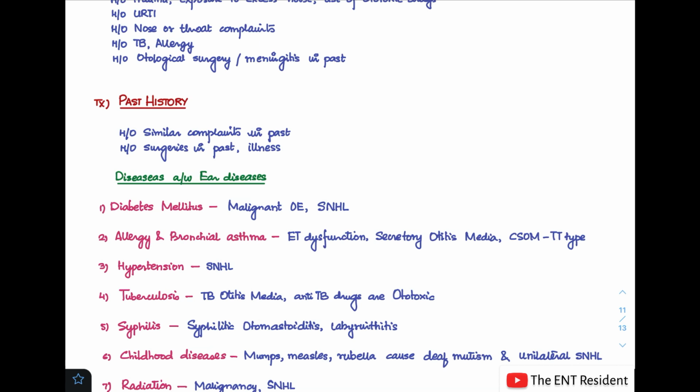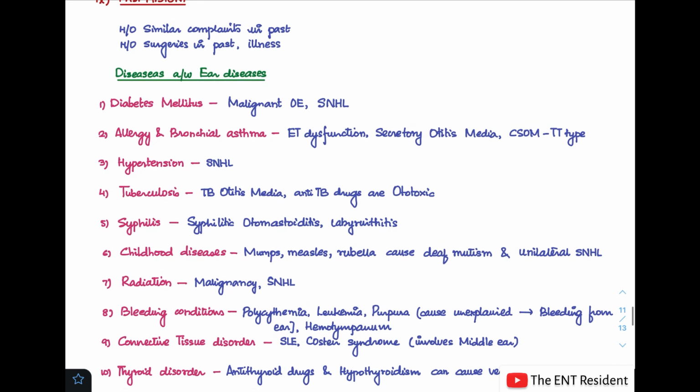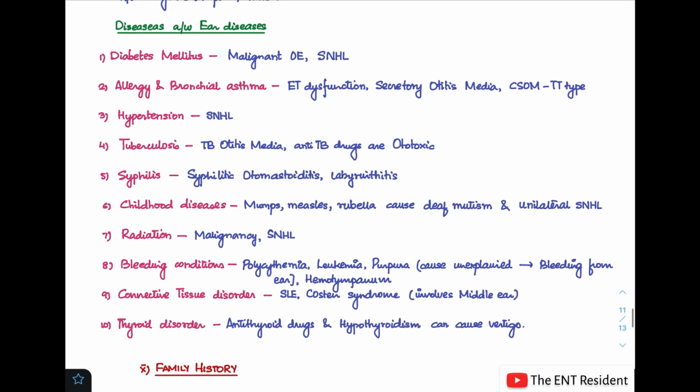In the past history, ask whether there have been similar complaints in the past, whether there is any history of surgeries in the past or any other illness. Now, what are the systemic diseases that are involved with ear diseases? First, the most common one is diabetes mellitus. In these patients, you will commonly see malignant otitis externa and sensorineural hearing loss. In allergic patients and bronchial asthma, there can be eustachian tube dysfunction, secretory otitis media, and CSOM of the tubotympanic type. In hypertensive patients, they can have sensorineural hearing loss.